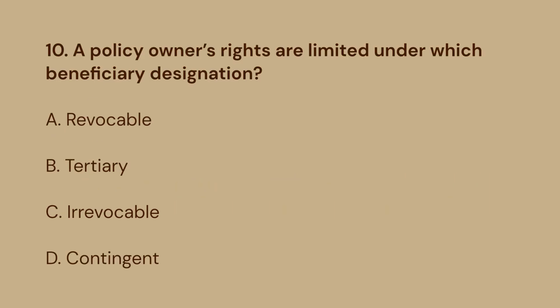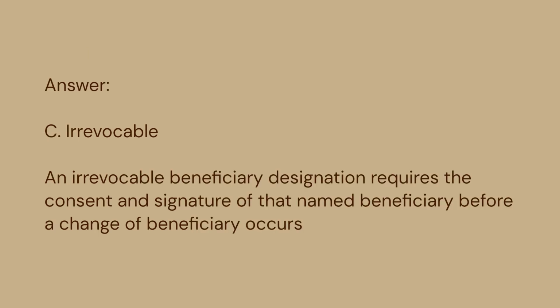10. A policy owner's rights are limited under which beneficiary designation? A. Revocable, B. Tertiary, C. Irrevocable, D. Contingent. Answer: C. Irrevocable. An irrevocable beneficiary designation requires the consent and signature of that named beneficiary before a change of beneficiary occurs.